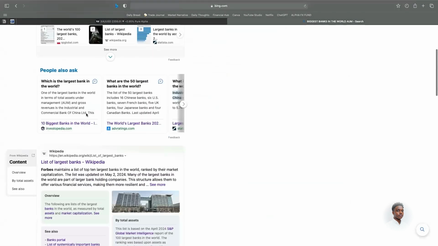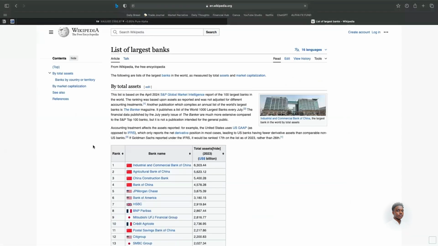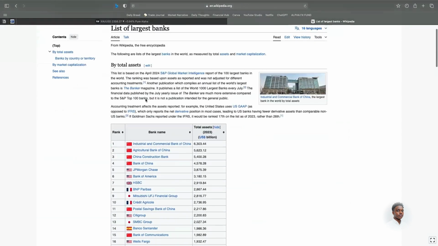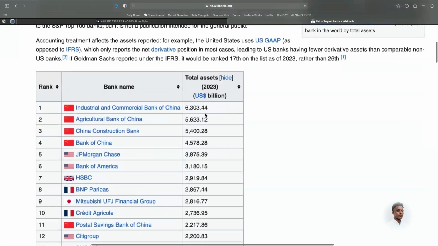Now let's go to Wikipedia, the list of the largest banks, because you're competing against these people. I want to show you how they have an advantage on fundamentals more than you. These are the top 100 biggest banks. You can see it is total assets, how much money they have under management. Now, it is in billions. So when you're looking at this, let me zoom in.